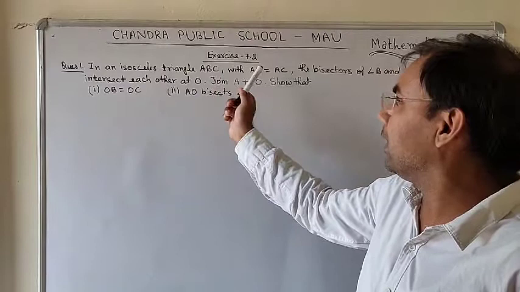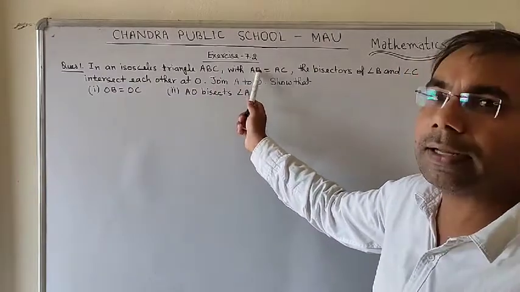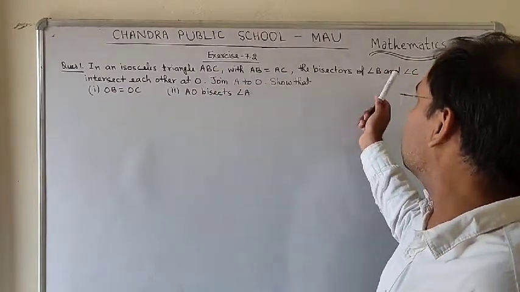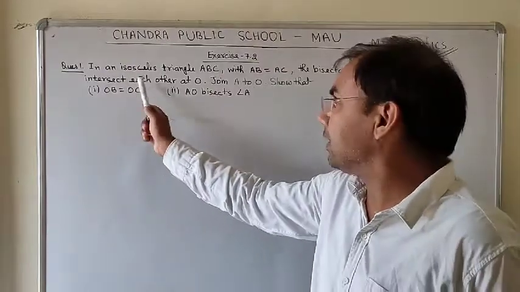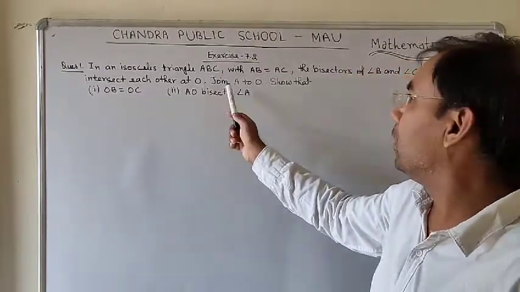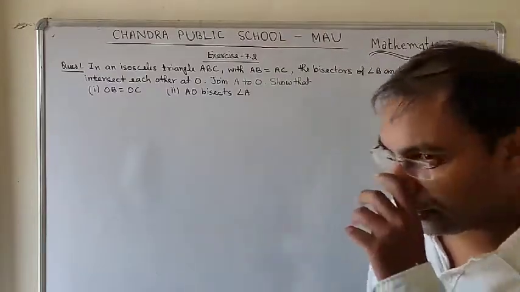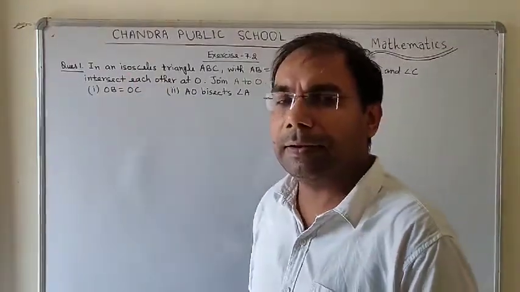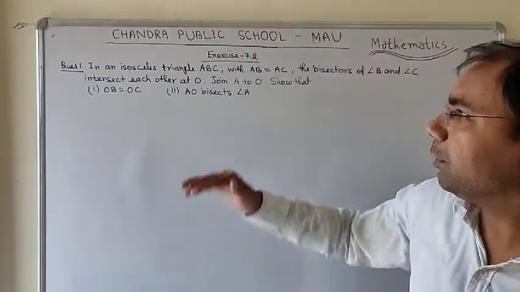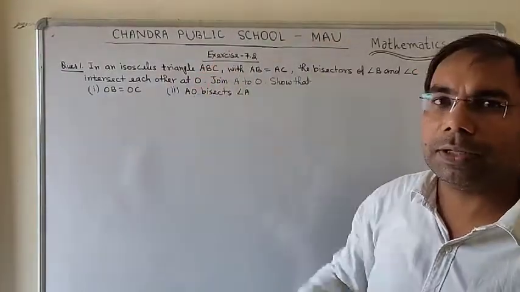It is an isosceles triangle, so the two sides that are equal are AB and AC. The bisectors of angle B and C intersect each other at O. Join A to O and then you need to prove these two things. Here in this question the diagram is not given, so according to the statement you need to draw the diagram.